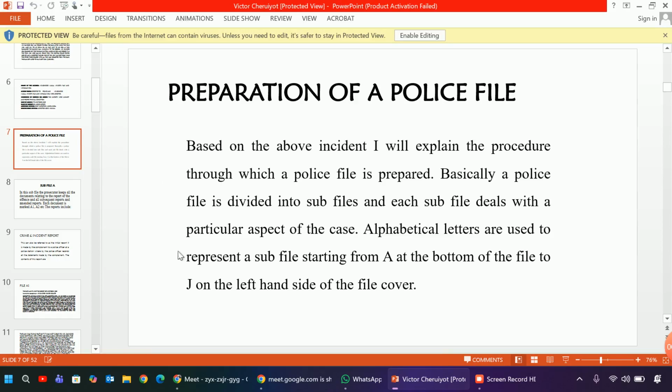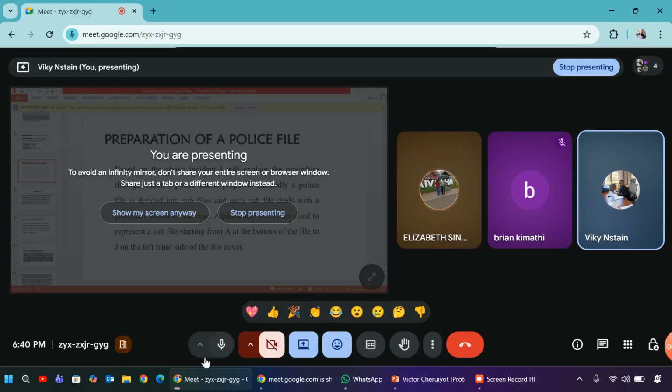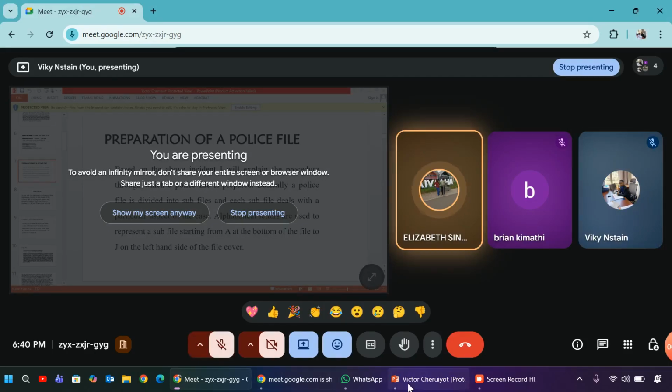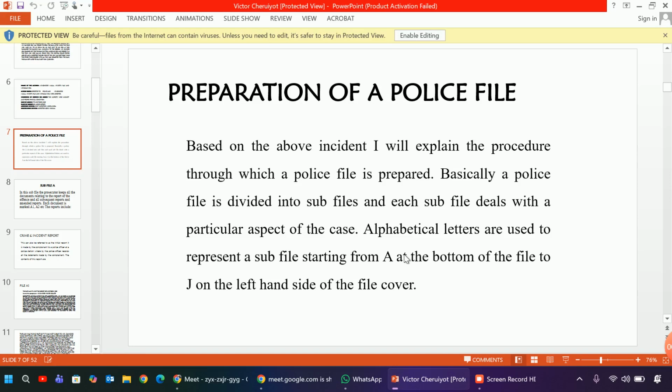You can leave it there, Victor. Okay. So what I wanted to say now is that based on the incident which I've just described above, the incident we have just read, we are going to prepare a police file, and you'll find that everything which you have just read in that incident will fall into all the subfiles from subfile A to J. So you can move to the next slide, subfile A.